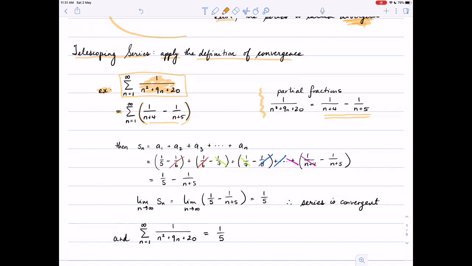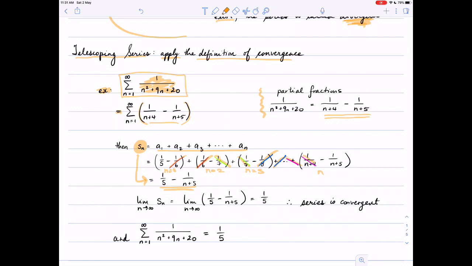Then if we want to use the definition of convergence, we have to find a rule for s sub n. S sub n is the sum of the first n terms. So we plug in n equals 1, and n equals 2, and n equals 3, all the way up to n. And we see what is telescoping about this: it collapses. Things cancel out, just like a pirate's telescope, which collapses down into a much shorter version. So this is the rule for s sub n.